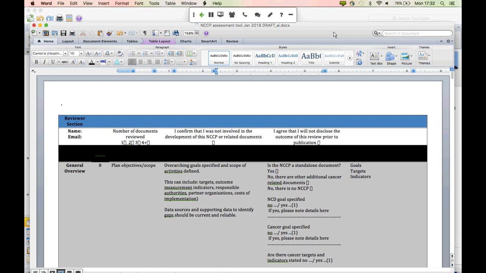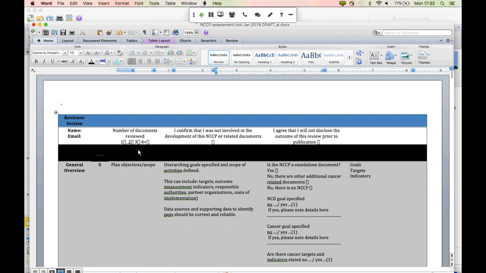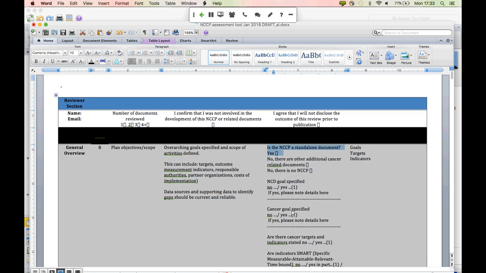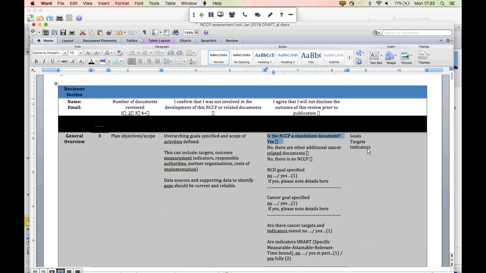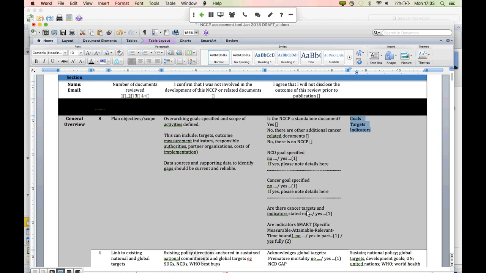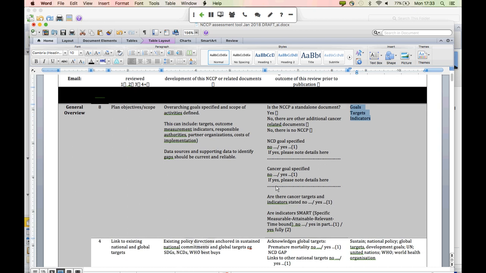You can see here, there will be some background information, and we start here with the general overview as the domain. This row again is the number of overall plans that had recommended the inclusion of this topic. The topic here is plans, the plan objective or scope. It's broken down into 3 key elements. And then the first question is, is the NCCP a standalone document? Are there any additional cancer, etc.? Are there goals specified? Is there a cancer goal specified, etc.? And here are the search terms that would be used. So this is one of the 2 documents that we will send.